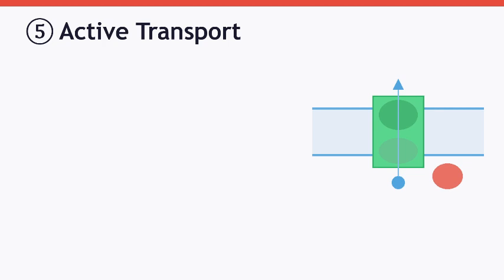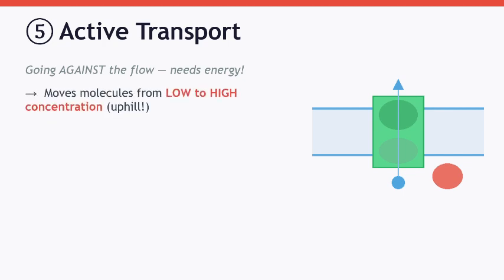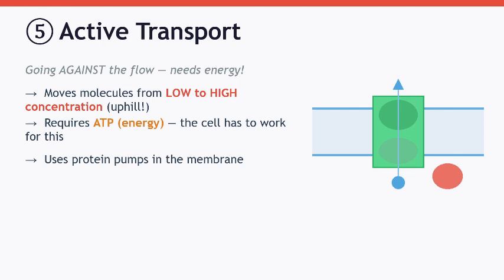Now here's where it gets interesting. Sometimes the cell needs to move things against the concentration gradient, from low to high. This is like pushing a boulder uphill. It requires energy, specifically ATP. This is called active transport and it uses protein pumps built into the membrane.